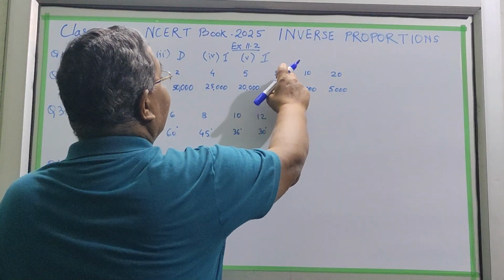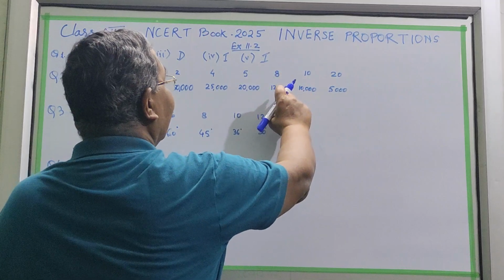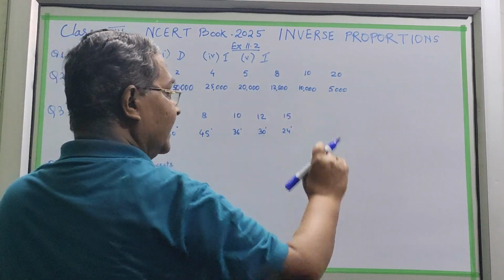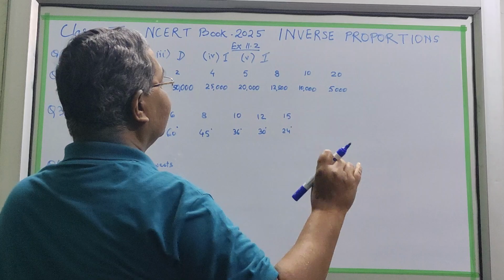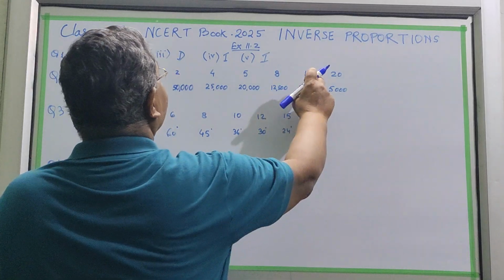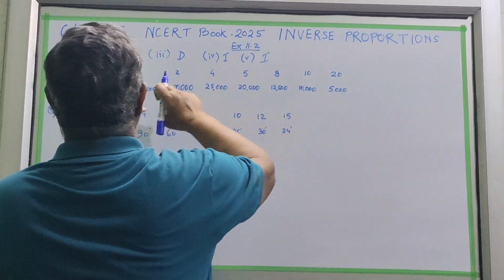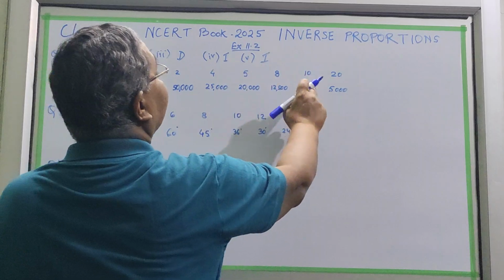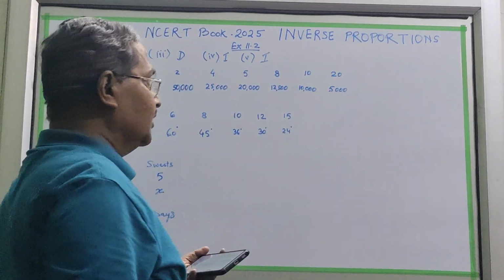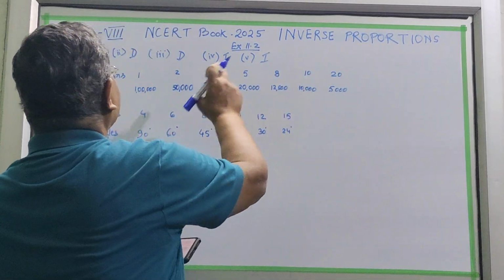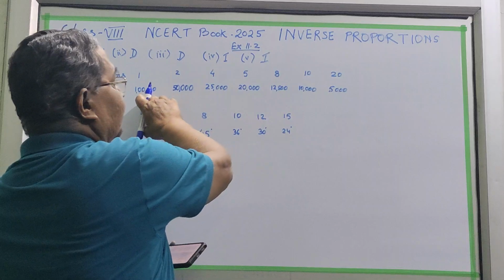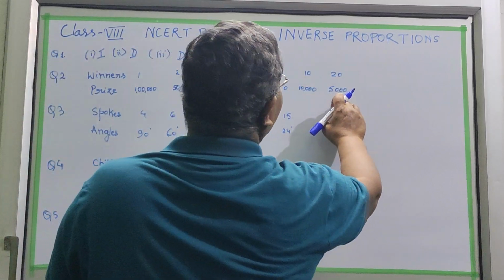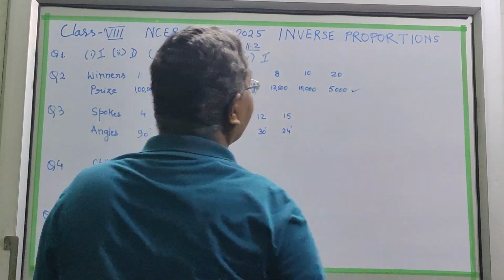As the number of winners is increasing, the prize money is decreasing individually. Every person will get less. Now if there are 10 winners, we will divide 1 lakh by 10, and each will get only 10,000 rupees. If there are 20 winners, we will divide the prize money of 1 lakh by 20 and the answer will be 5,000. Okay.